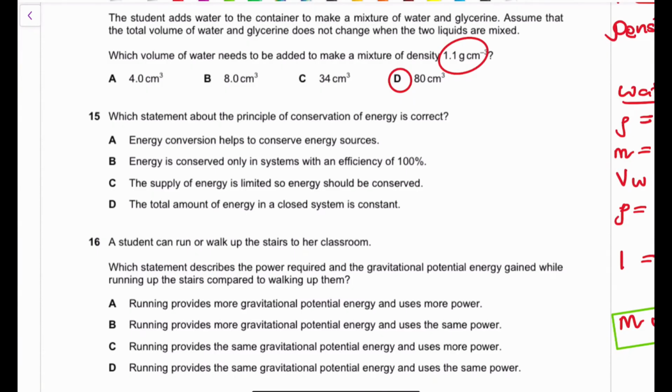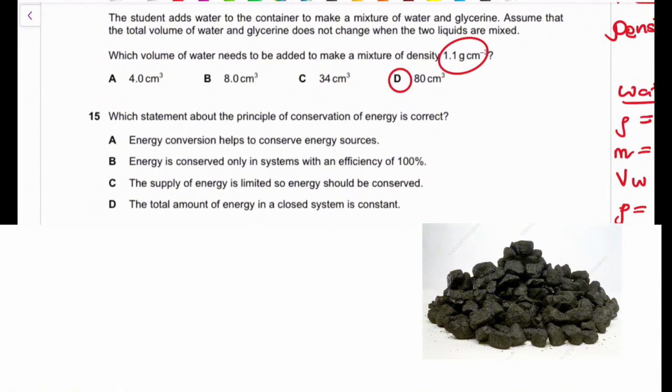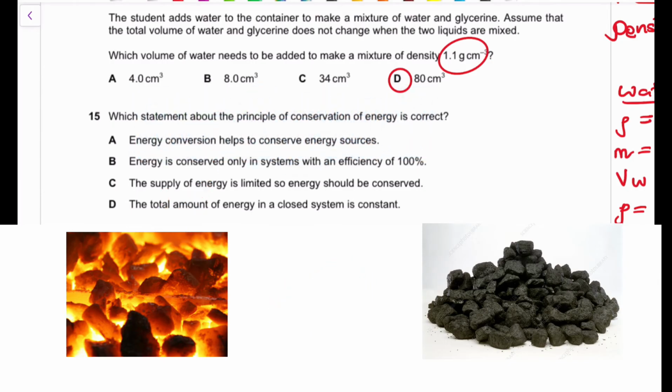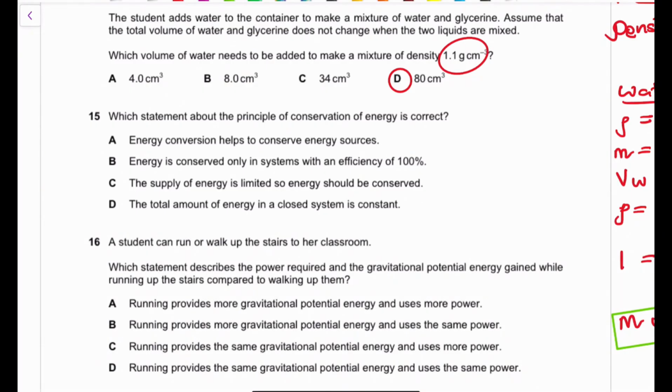Move on to question 15. Which statement about the principle of conservation of energy is correct? Let's start with the first one. Energy conversion helps to conserve energy sources. How true is that? How does energy conversion help to conserve energy sources? Let's consider coal, an energy source. If we're heating coal, it's going to give us thermal energy. We had chemical energy in the coal, and now it's going to give us thermal energy. But how is it really helping us conserve the sources? We're depleting the source, the coal, but we're sort of saving the energy in a way. So A doesn't make much sense, right?